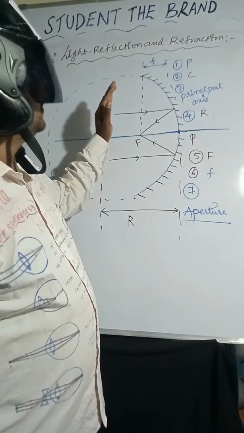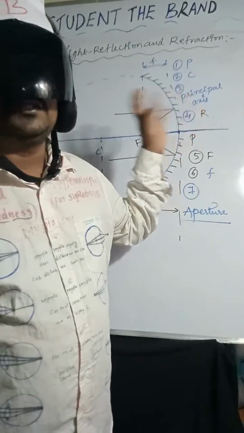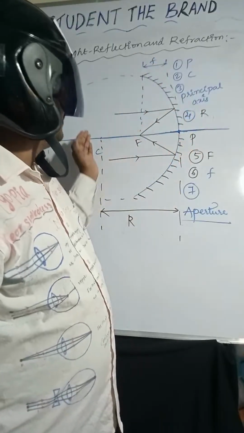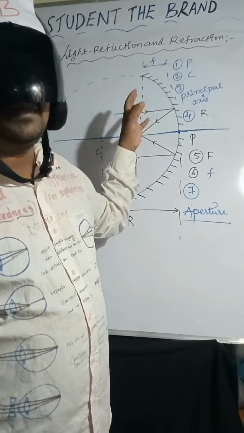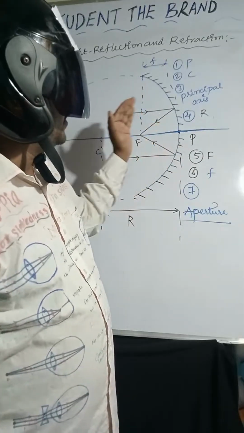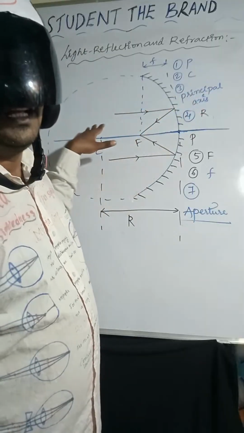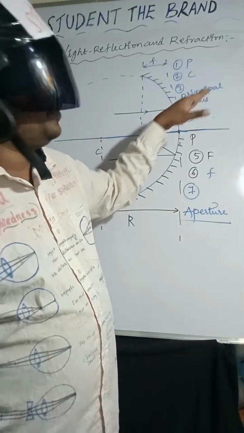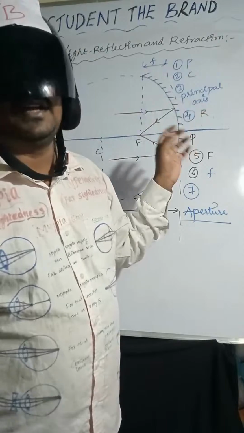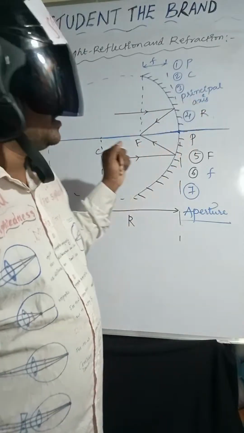Terms related to spherical mirror. Pole is the midpoint of the mirror. Center of curvature is the center of the imaginary sphere of which the mirror is a part. The line joining the center of curvature and pole is called principal axis. The distance between center of curvature and pole is called radius of curvature.